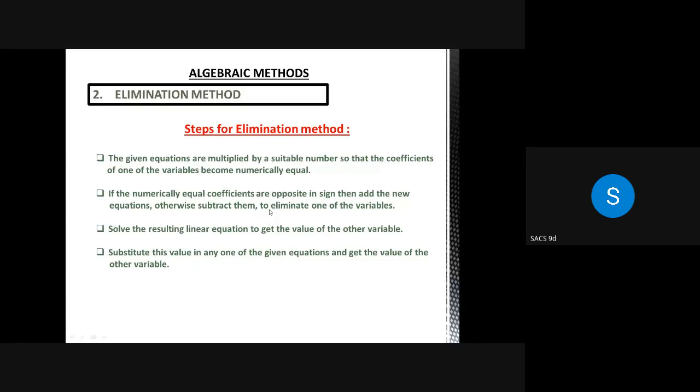And then, if they are of the same sign, you will subtract the equations. If they are of the opposite sign, then you will add the equations. So after reducing it to one variable form, you're going to solve it as a linear equation, find the value of one of the variables, and substitute in the next equation and find the other one.